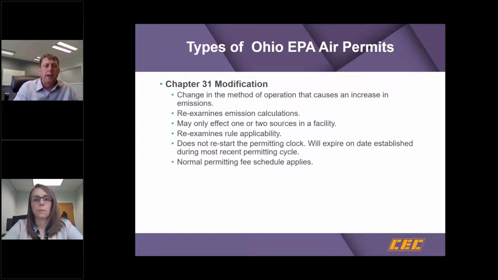And this one here, it does not restart the permitting clock either, so your permit is still going to expire 10 years from the original permit date, or 5 years depending on what it is. And you're going to have to pay your normal permitting fees for this one as well. So it'll cost you a little money for the Chapter 31 modification.